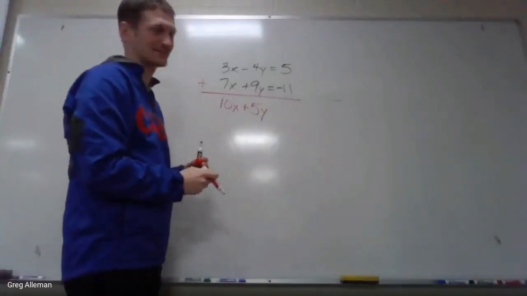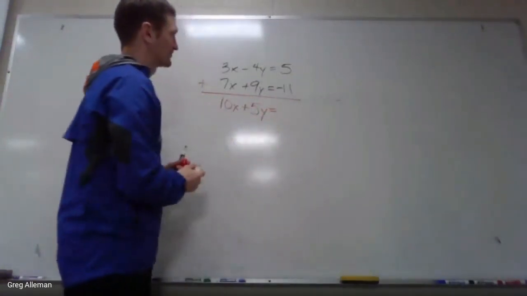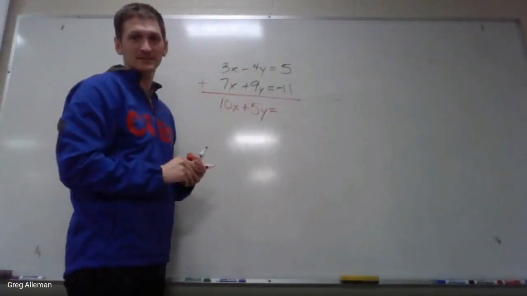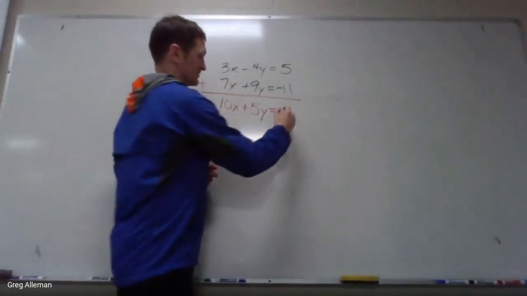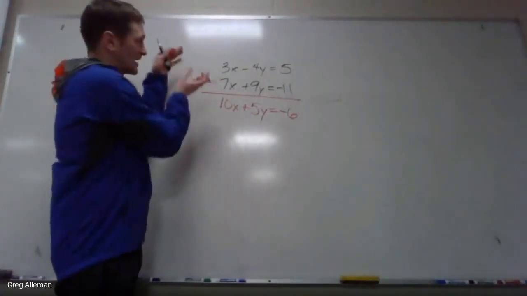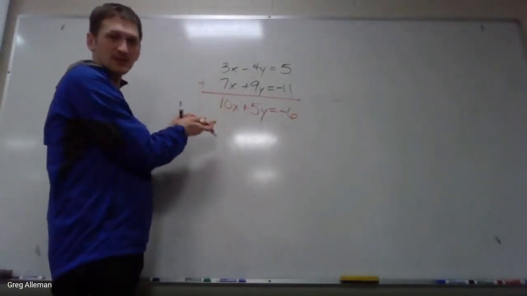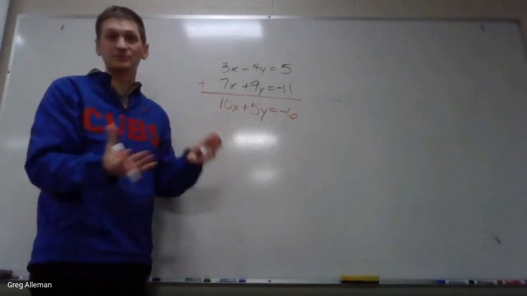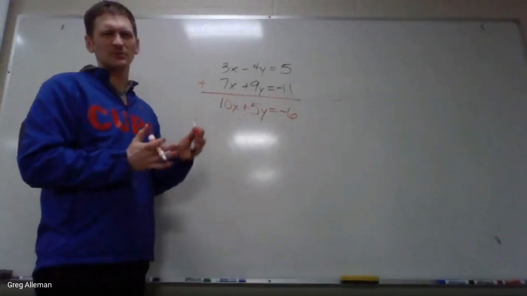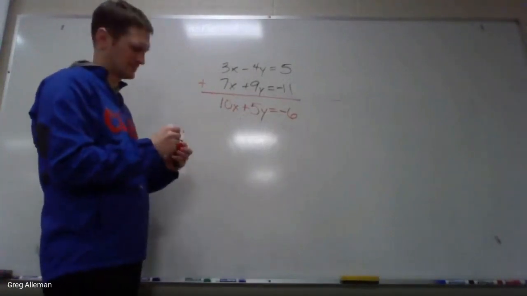What's that, Chase? Y. Okay. And then this last one is 5 plus -11. So that's -6. So there you go. Now we've taken these two equations and made them into one equation, and that's a legal move to do in algebra. You can do that. What questions do you have on that?